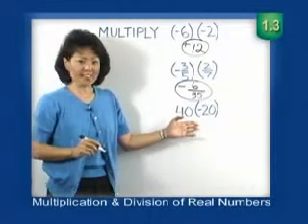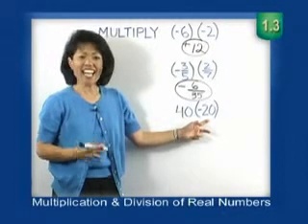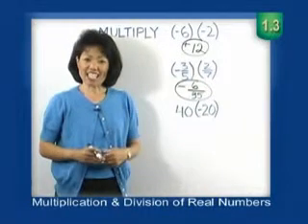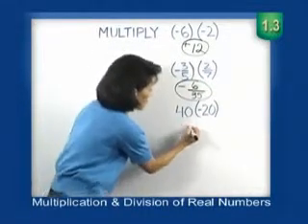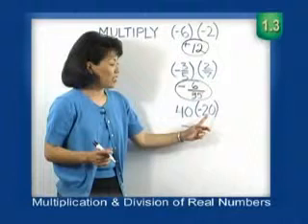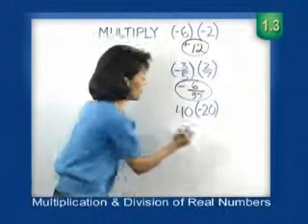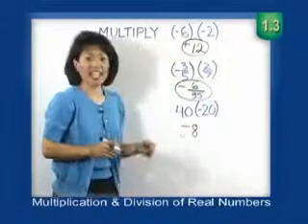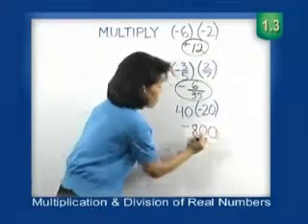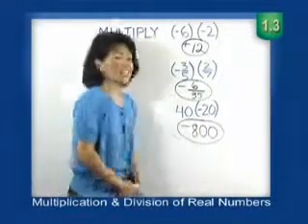Our last product here. We have a +40 times a -20. Again, count the number of negative signs. There's only 1. 1's an odd number. That tells us that our product's going to be negative. Now we multiply as usual. 40 times 20. Remember, an easy way to multiply large numbers like this is to first multiply the two digits, 4 times 2. Product 8. Count the number of zeros. 1, 2. Add them. 40 times -20 gives us a product of -800.